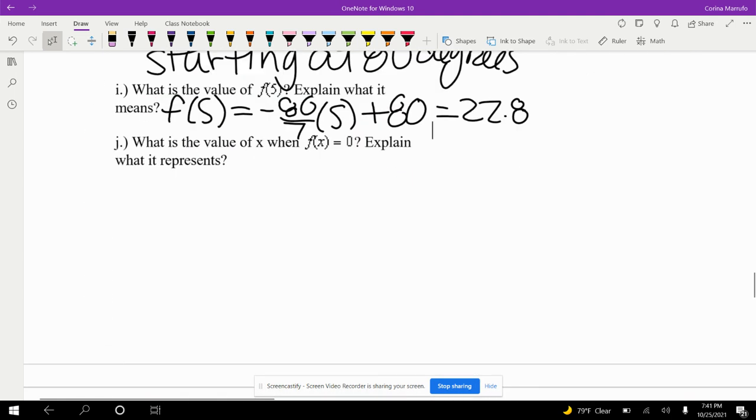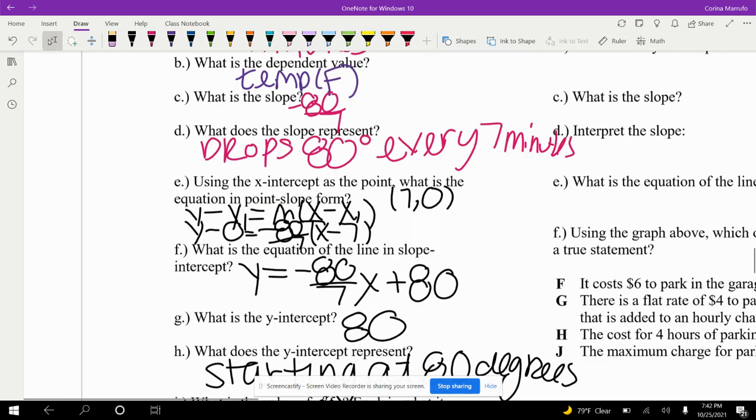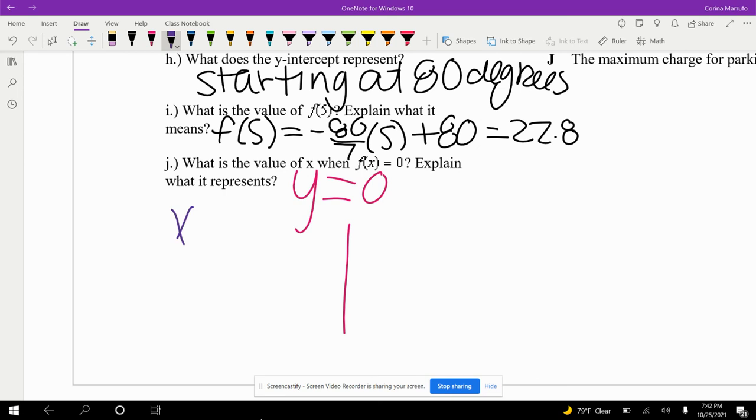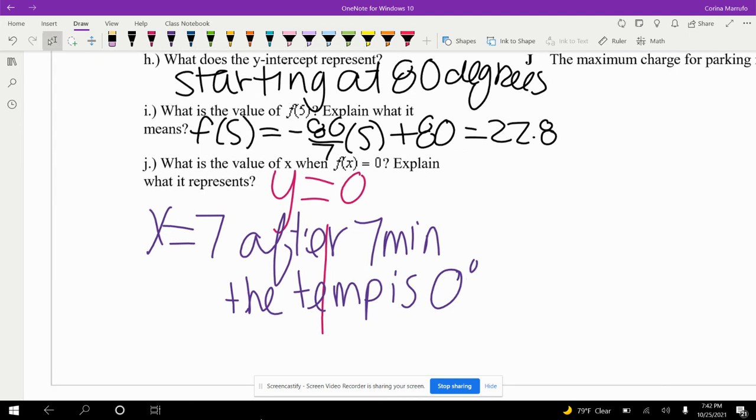Okay. The next one says, what is the x value when f of x equals 0? So it's the same as when my y value equals 0. What is my x value? So here, I'm going to look at our graph. Okay, our y value to be 0 is right here. So that means that x equals 7, which means after 7 minutes, the temp is 0 degrees. That's all that means.